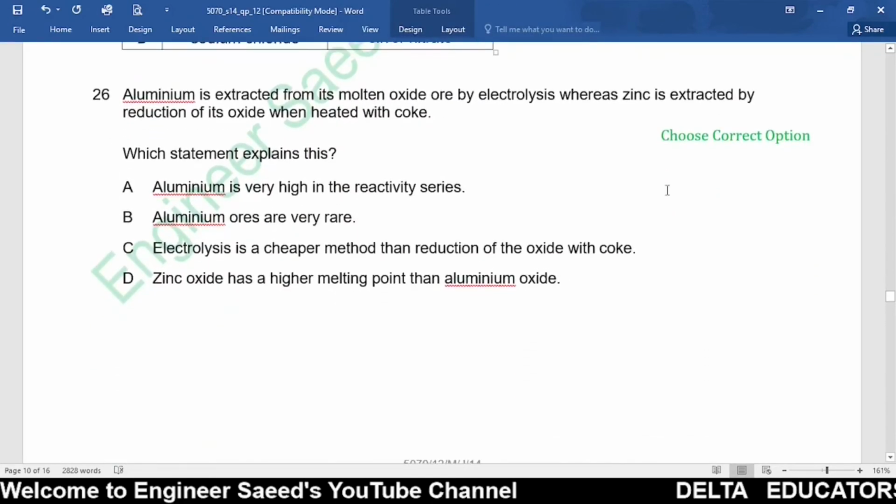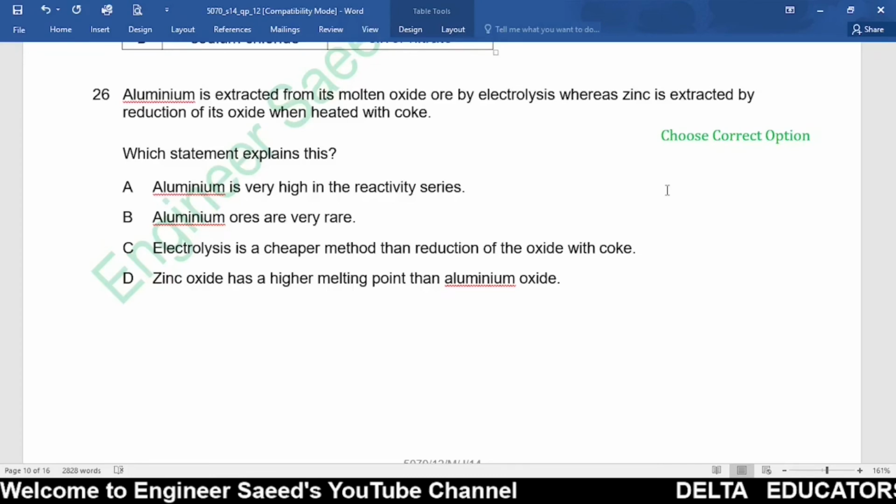Question number 26. Aluminum is extracted from its molten oxide ore by electrolysis, whereas zinc is extracted by reduction of its oxide when heated with coke. Which statement explains this? Option A. Aluminum is very high in the reactivity series. Yes, this one is the correct option. Aluminum is very high in the reactivity series and it can be extracted by electrolysis. So option A is the correct option.